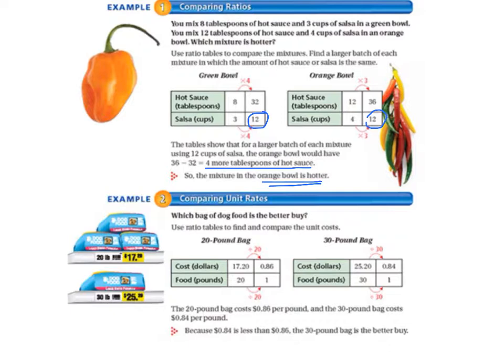So for the 20-pound bag, we divide 1720 by 20, and we find out that the cost per pound is 86 cents. And then with the 30-pound bag, we divide 2520 by 30, and we find out that the cost is 84 cents per pound. So the 20-pound bag costs 86 cents per pound, and the 30-pound bag costs 84 cents per pound. Because 84 cents is less than 86 cents, the 30-pound bag is the better buy.